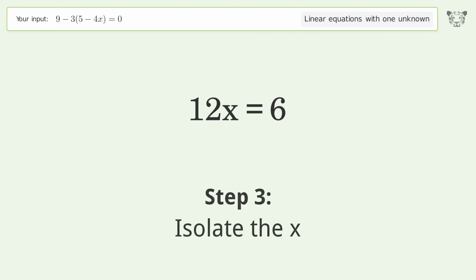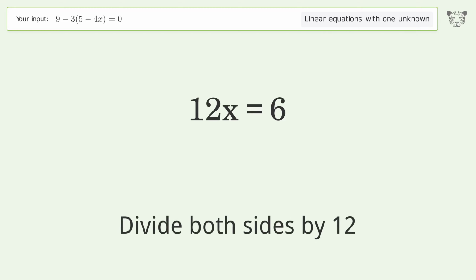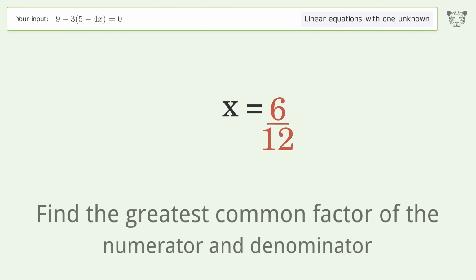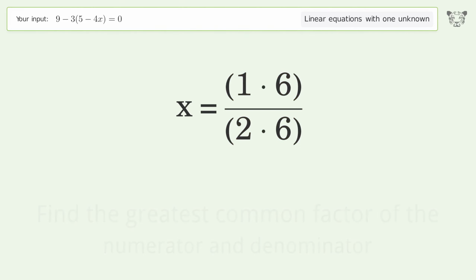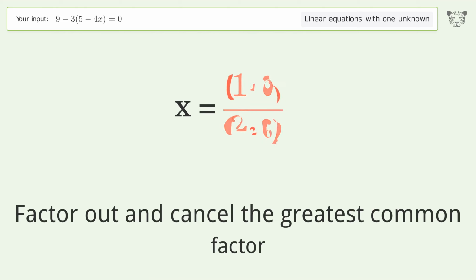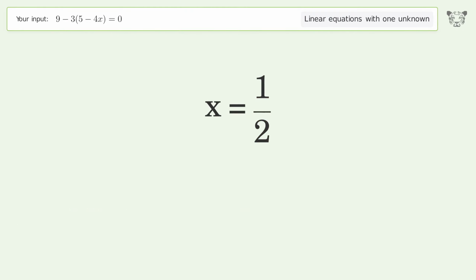Isolate the x. Divide both sides by 12. Simplify the fraction. Find the greatest common factor of the numerator and denominator. Factor out and cancel the greatest common factor. And so the final result is x equals 1 over 2.